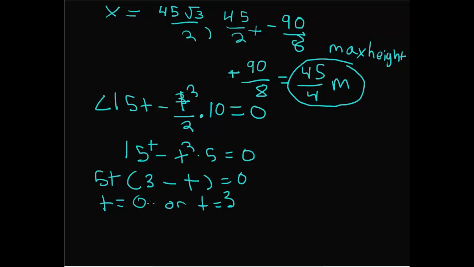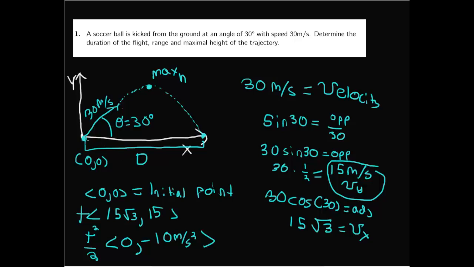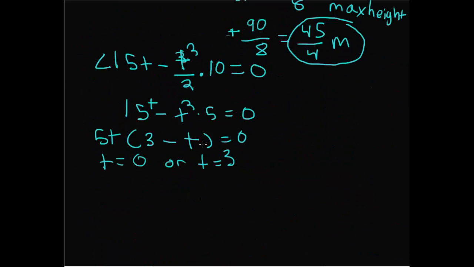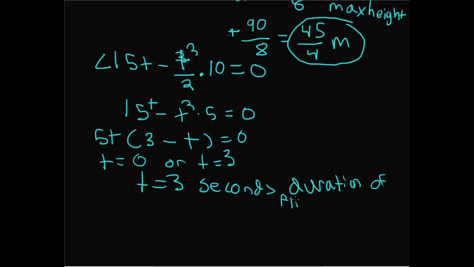Obviously, time equal to 0, we don't need that, as that represents this part of the graph. We need time equal to 3, which represents this part. So time is equal to 3 seconds. That's the duration of the flight. That's the second component of our answer.